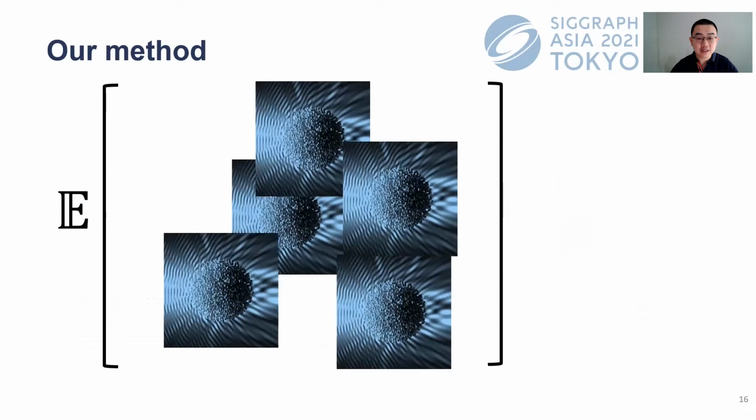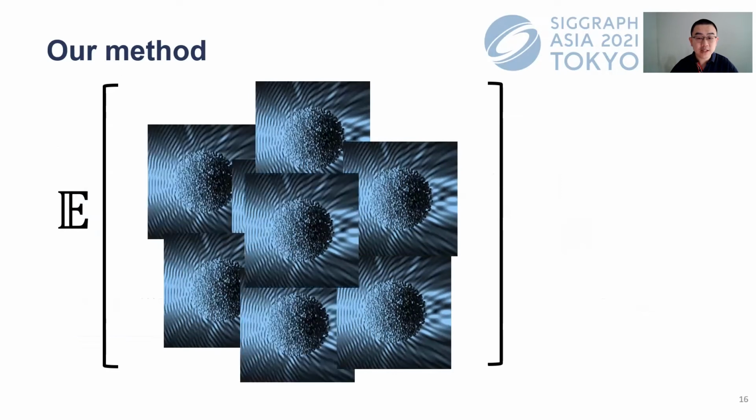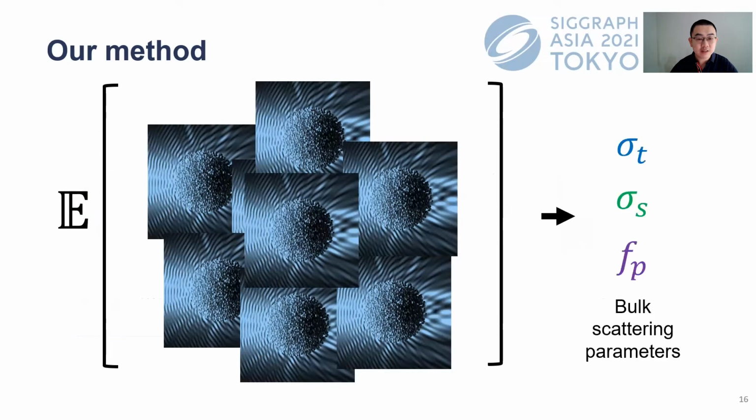Then we average the scattered field of several random realizations of the clusters. After that, we compute optical properties from the average scattered field of the cluster. Please see our paper for the detailed derivation. After we get the optical properties, they can be readily used in any radiative-based light transport simulator.